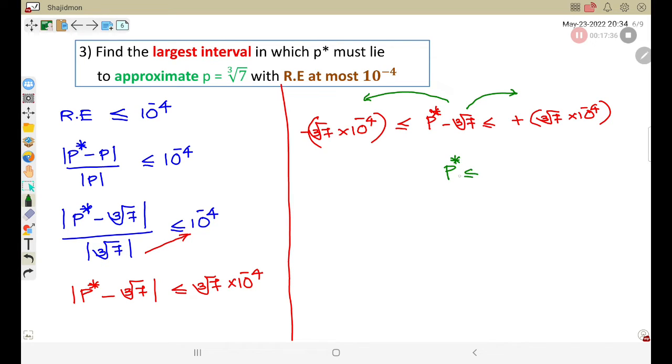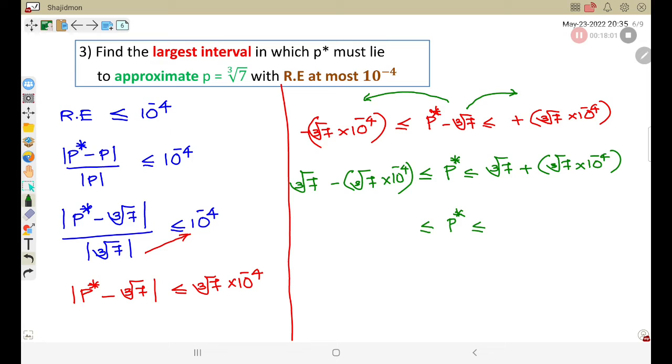So P star is less than or equal to cube root of 7 plus cube root of 7 multiply 10 power minus 4. And here also, cube root of 7 minus cube root of 7 multiply 10 power minus 4. Okay, that means P star is less than or equal to, you can use the calculator. Cube root means shift root, correct? In the calculator, shift root 7 plus cube root of 7 multiply 10 power minus 4.